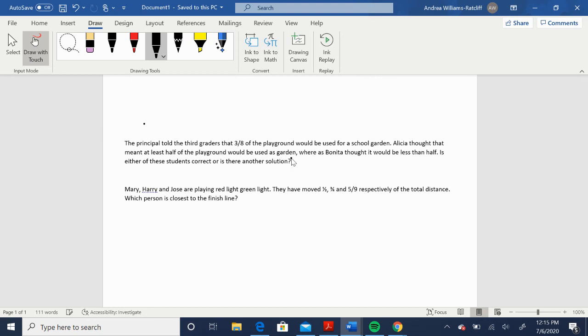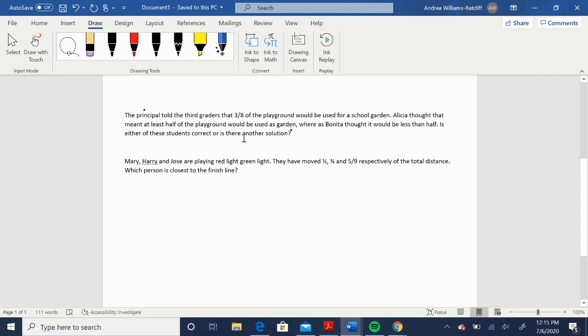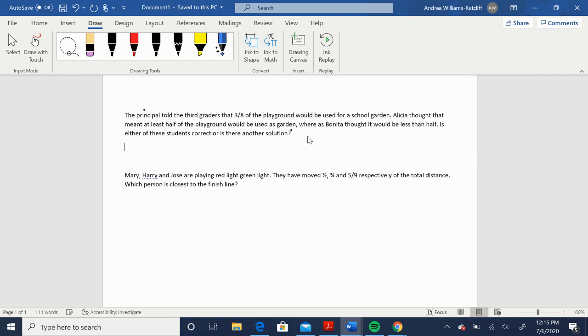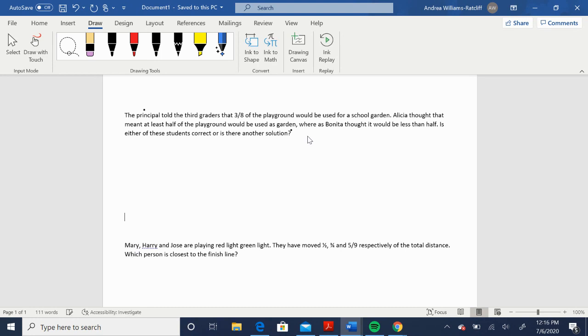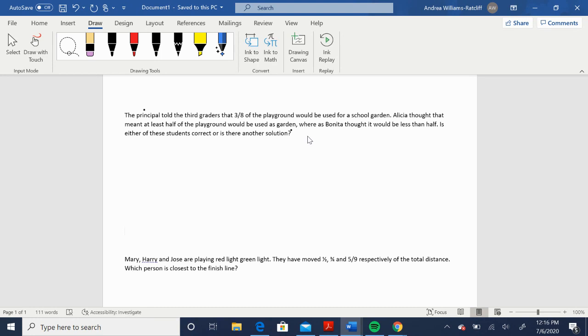Okay, so what have we got here? In the next question, I have a question that states the principal told third graders that 3/8 of the playground would be used for a school garden. Okay, Alicia thought that meant at least half of the playground would be used, whereas Benita thought it would be less than half. Is either of these students correct, or is there another solution?